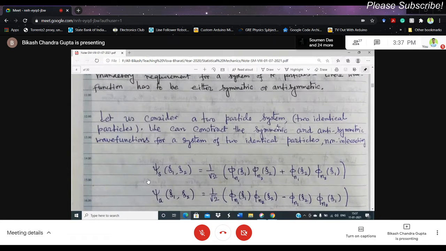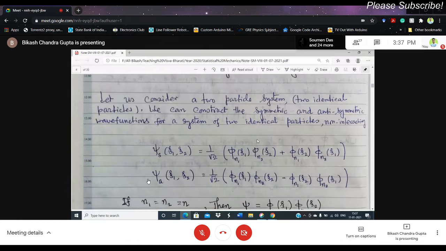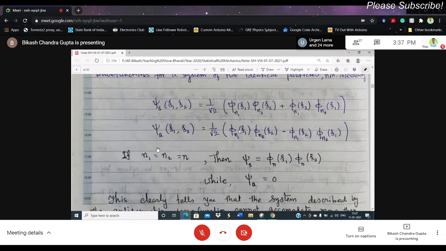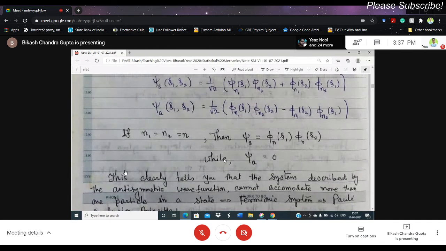Let us consider two particles, as I said, that it could be symmetric. You can write these two single particle wave functions in this form, then it is symmetric. And if you write in this form, it is antisymmetric. And if these two states are equal, then both states cannot be occupied by more than one particle. That is the consequence of the Pauli exclusion principle.